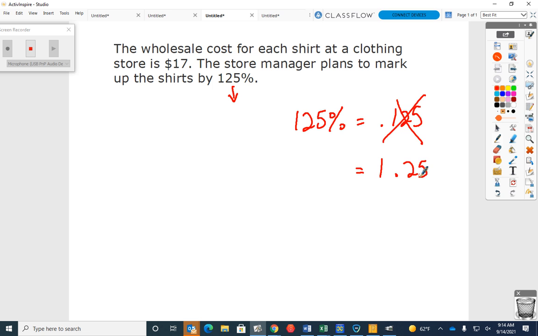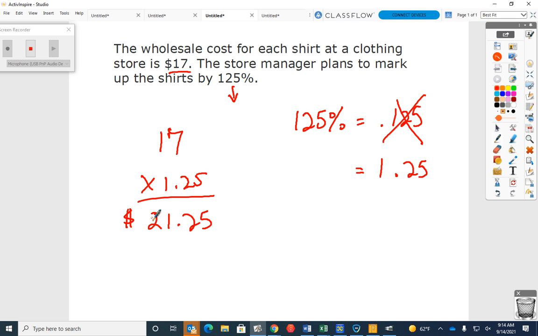Yeah. Okay. So now we're going to take that 1.25, and just like we did with the other percents when we changed it to a decimal, we multiply it by what? The original amount, right? So 17, times 1.25. When you do that, tell me what you get. Alana? I got $21.25. Now, tell me, is this the sale price?